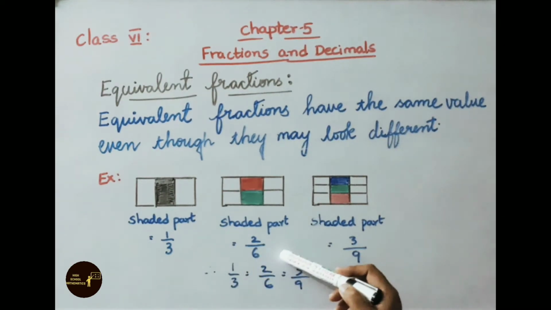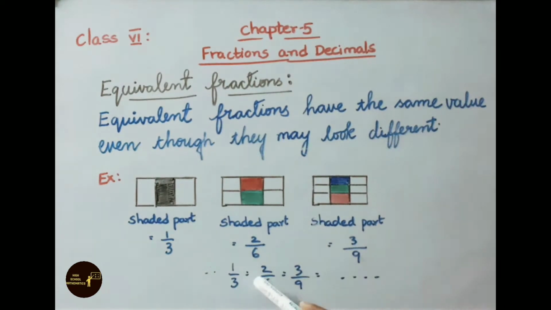After cancellation of 2 by 6 we get the same 1 by 3. Again 3 by 9, if you take it in the simpler form, again we will get 1 by 3. Therefore 1 by 3 is equal to 2 by 6, that equals 3 by 9, and so on. So these fractions can be called equivalent fractions.